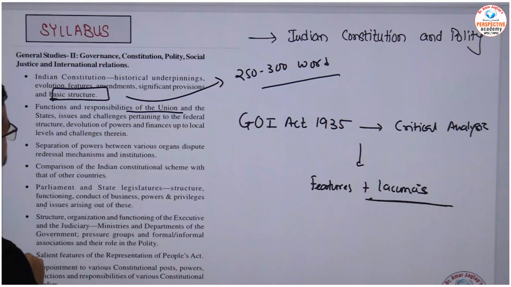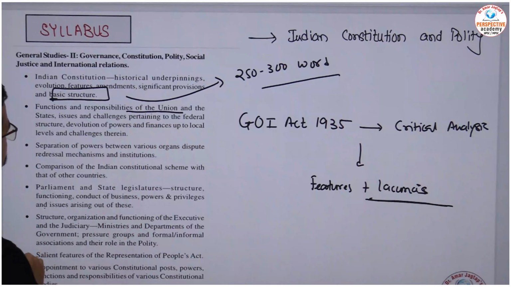So this is your syllabus of governance and social justice: government policies, interventions for development in various sectors, issues arising out of their design and implementation. Here you do not have any standard book. Here your source material is mainly Yojana magazine and the notes that we will provide in class. So doing this is enough, along with solving PYQs.